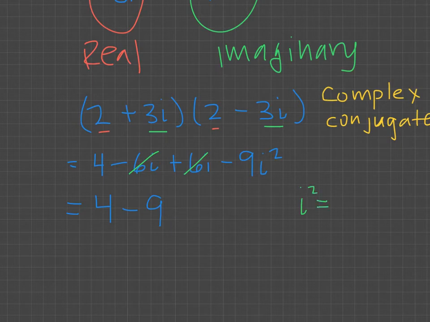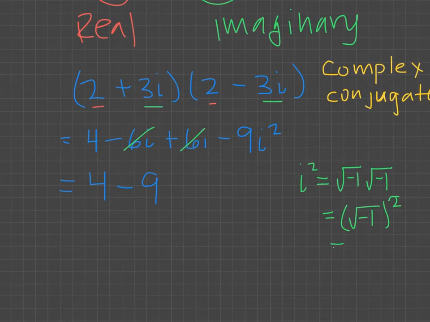So i squared is square root negative 1 times square root negative 1. So when we square a square root, it just undoes that squaring. So we're left with negative 1. So i squared equals negative 1. So we end up with 4, negative 9 times negative 1 is plus 9. So 4 plus 9, and we get 13.